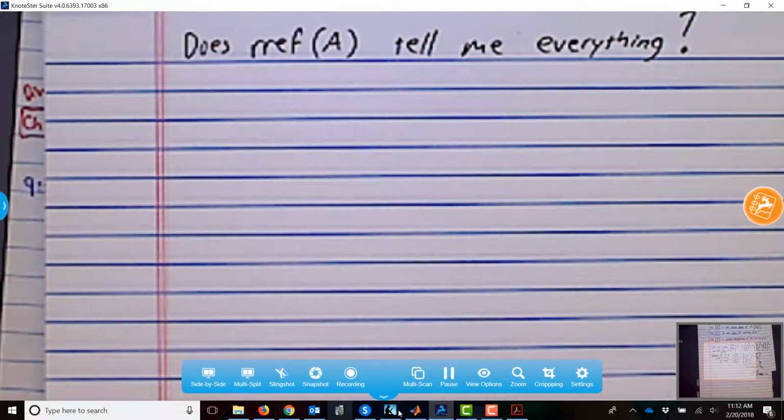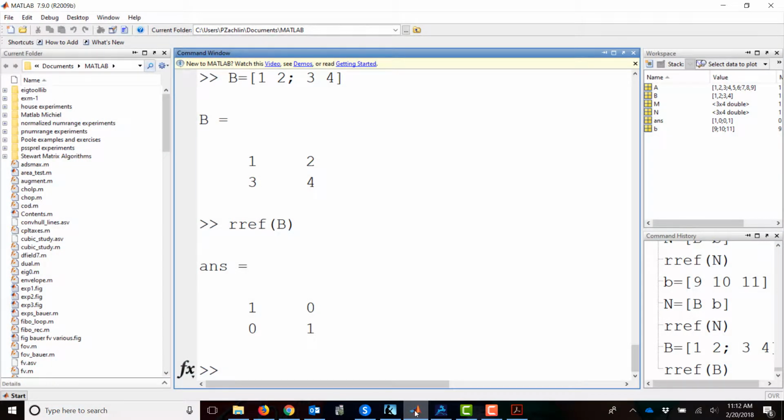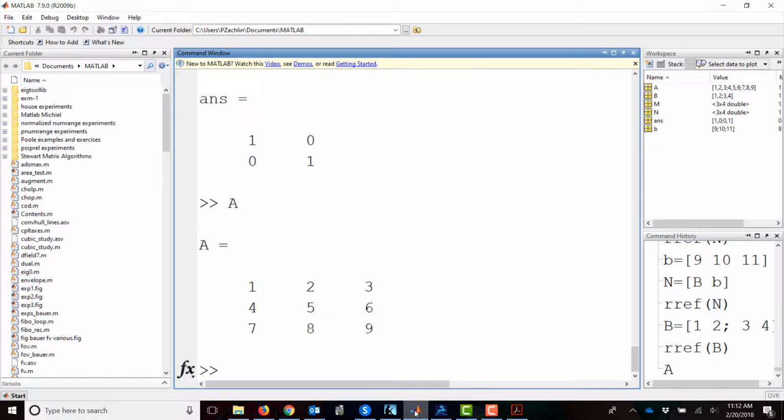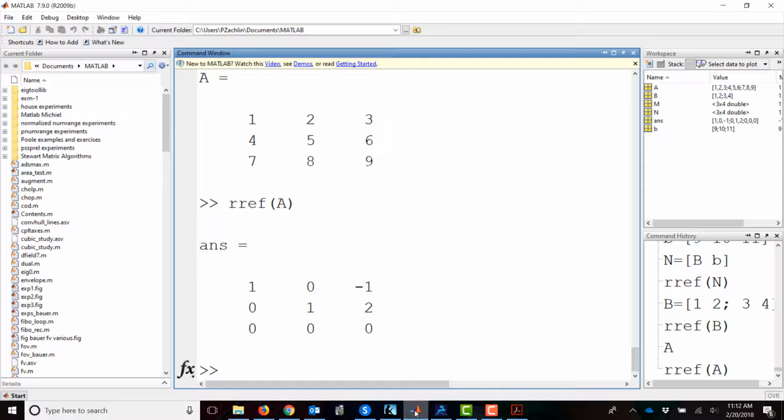And so on MATLAB, I have some examples for you. I have B as the matrix 1, 2, 3, 4. And if you reduce row echelon form that, you get the identity. Well, B is 1, 2, 3, 4, but A is my favorite matrix. And if I reduce row echelon form my favorite matrix, we know I don't get the identity, right? So these are somehow fundamentally different. Okay?